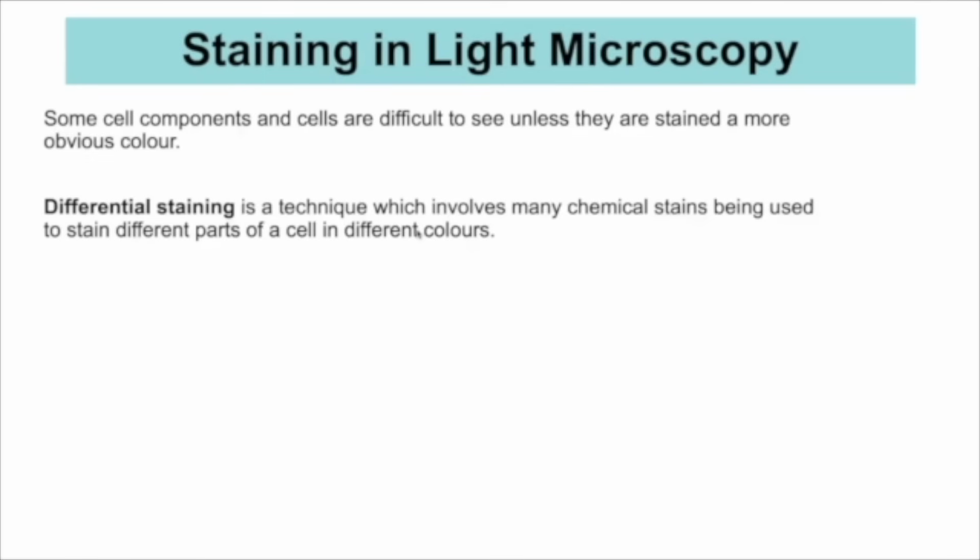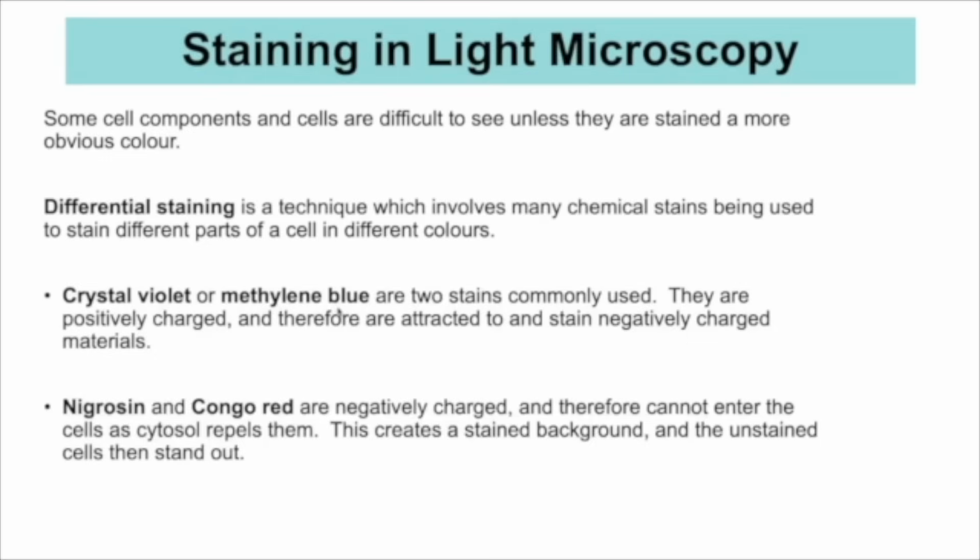So staining is the next thing you need to know about. Some cell components are really difficult to see under the microscope unless you add a stain to make it a much more obvious colour so it stands out. And differential staining is a technique which involves many chemical stains being used to stain different parts of the cells different colours. Again, just to make it visually more obvious what you're looking at.